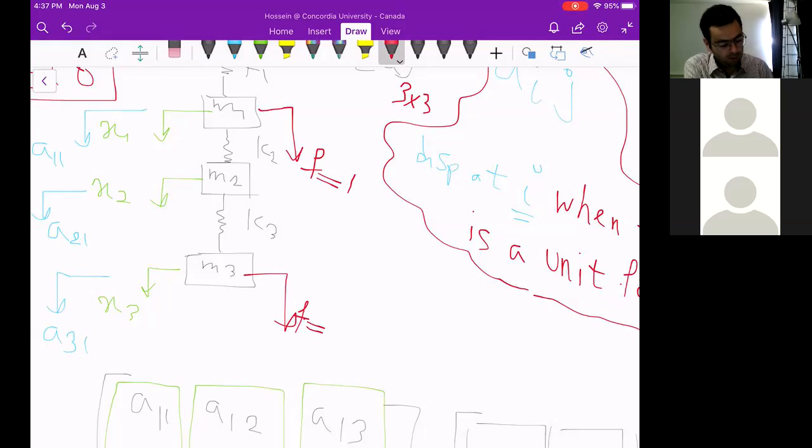There is no external force specifically applied to the mass. External force at mass 2 is 0, external force at mass 3 is 0.